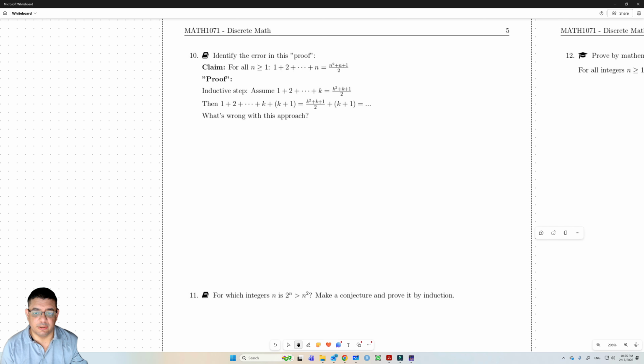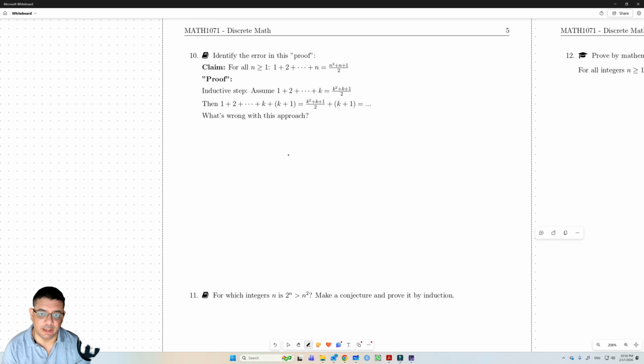So what is wrong with this approach? Well, the fundamental problem here is that this is just a piece of induction. It doesn't have the basic step. The basic step is super important to prove all the time, just to know that at least the inequality is functioning for the one value.